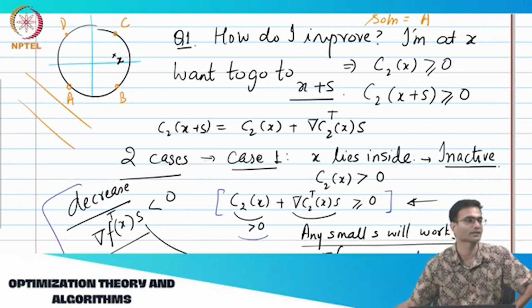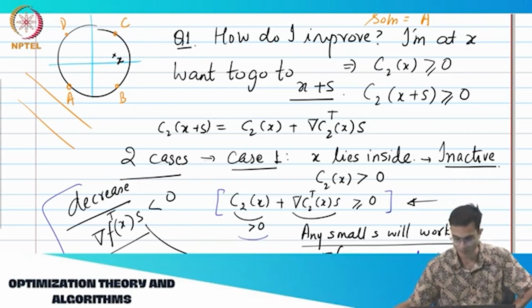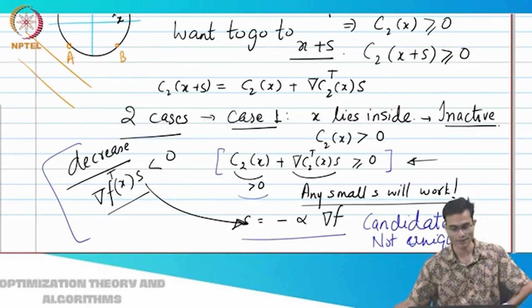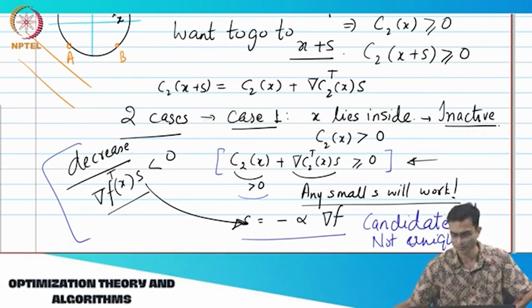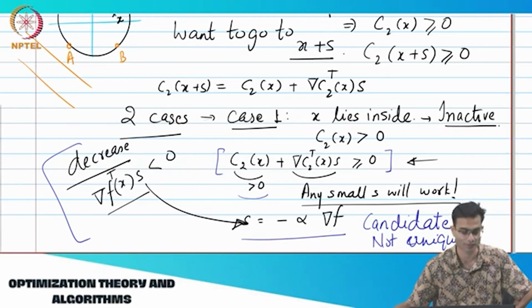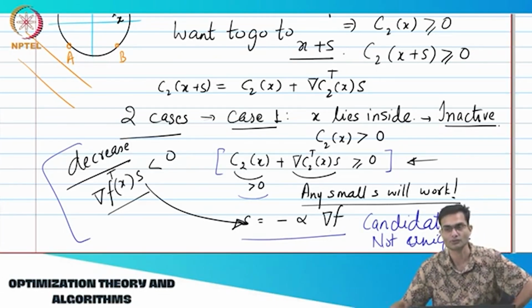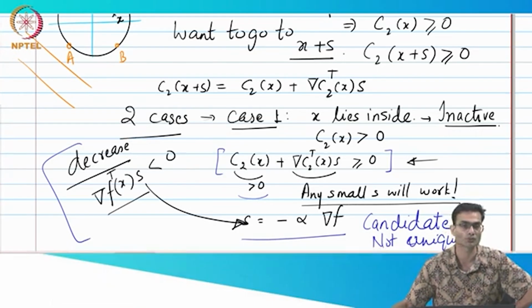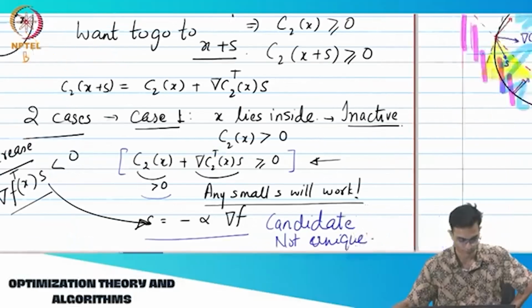When x lies inside, we said that this is called an inactive constraint, because the inequality becomes strict. And you use first order Taylor's theorem, so you get an expansion for c2(x plus s), and it turns out that any small s will work, because as long as s is small, I can maintain this inequality. In particular, if I choose s in the negative gradient direction, I am bound to decrease my function value. So this was a good candidate, but as we said, a candidate, not a unique thing. Any feasible descent direction will work as long as the magnitude is small enough.